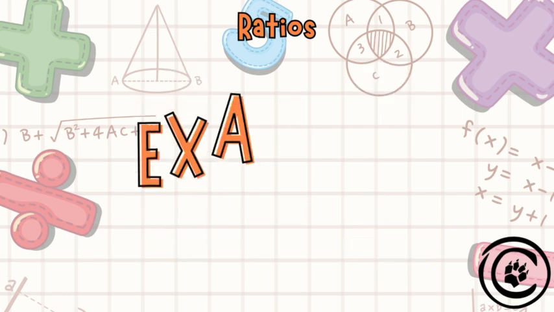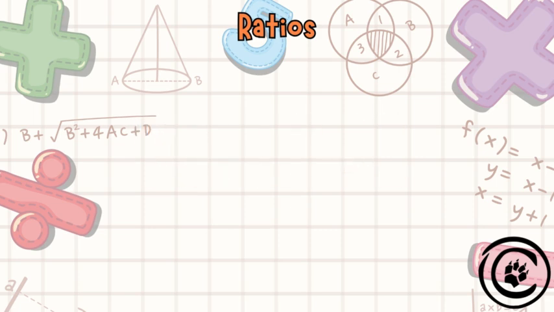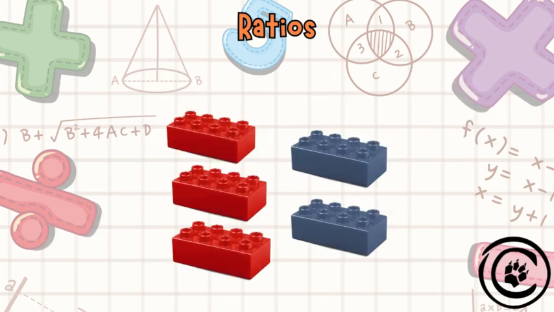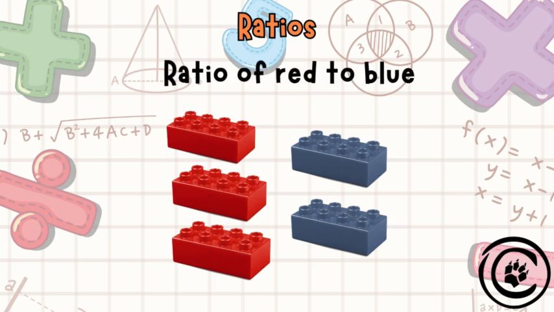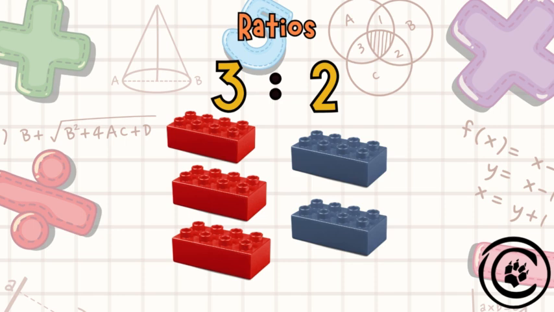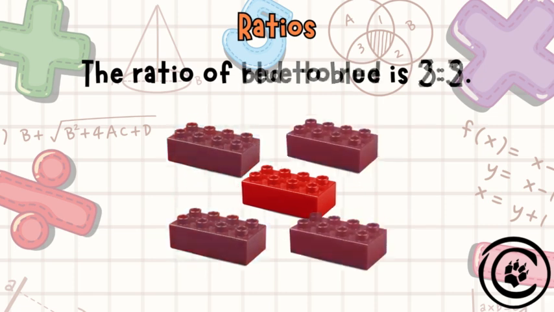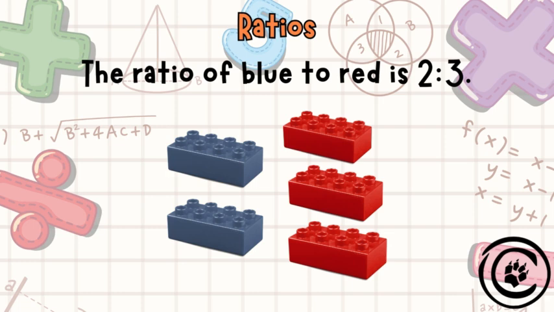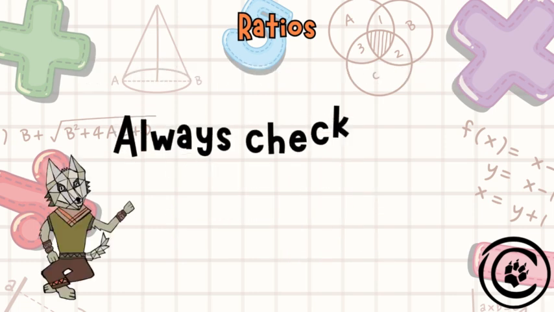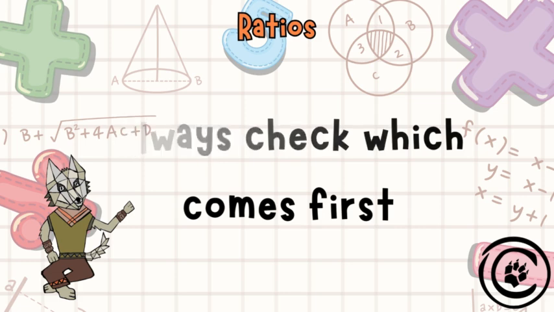Let's look at an example. With some colorful blocks, you have 3 red blocks and 2 blue blocks. The ratio of red to blue blocks is 3 to 2. This means for every 3 red, there are 2 blue. The order matters. The ratio of red to blue is 3 to 2, and the ratio of blue to red is 2 to 3. Be careful, always check which comes first.